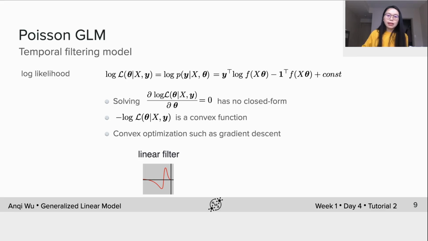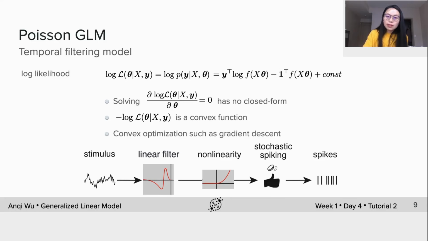Usually, in neural applications, a linear temporal filter would look like this. And filling it into the Poisson GLM diagram, we can now generate spike counts given an input stimulus. The shape of this linear filter indicates that the neuron is most responsive to a stimulus with such a temporal pattern.